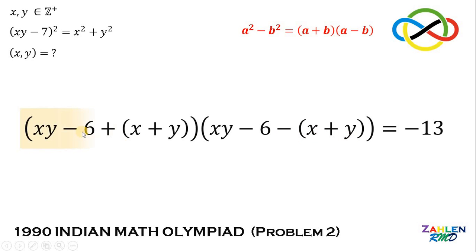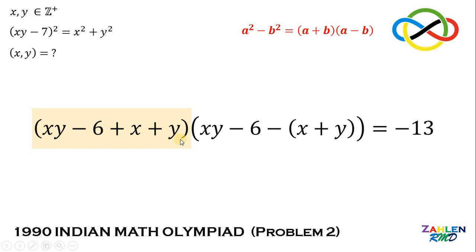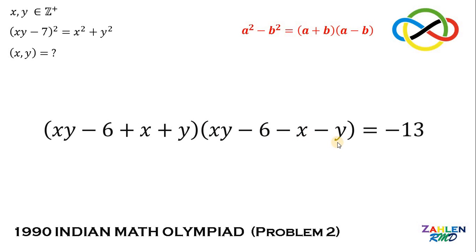Now, let's simplify this expression. This can be written as xy + x + y − 6. On the other hand, the second expression can be written as xy − 6 − x − y. Now, let's rearrange some terms a little bit. And now, notice that the product is equivalent to −13.